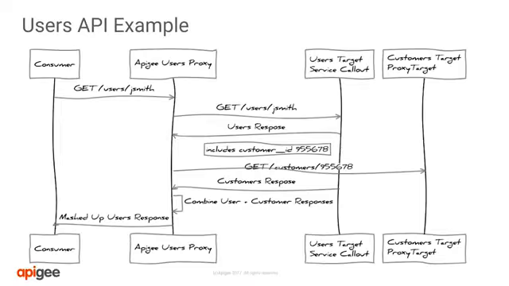Say you want to generate a robust user endpoint, but your backend has user data split across user and customer APIs. And let's say that you need to call the user API first to get the customer ID to make that second call. In that case, you can use a service callout to call the user API and then use the response from the service callout as input to the customer API call. The customer API call would be the proxy target.